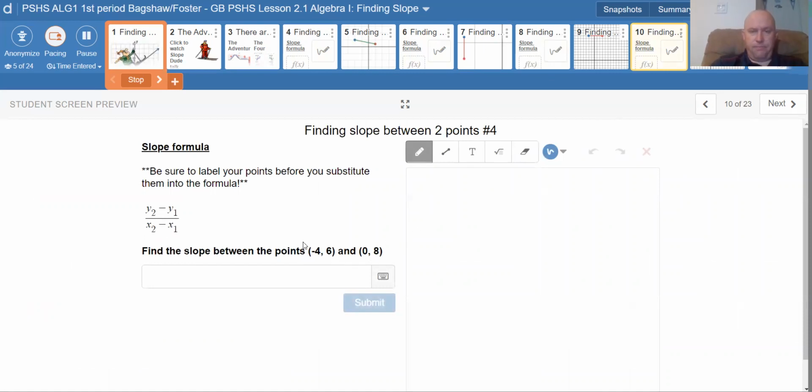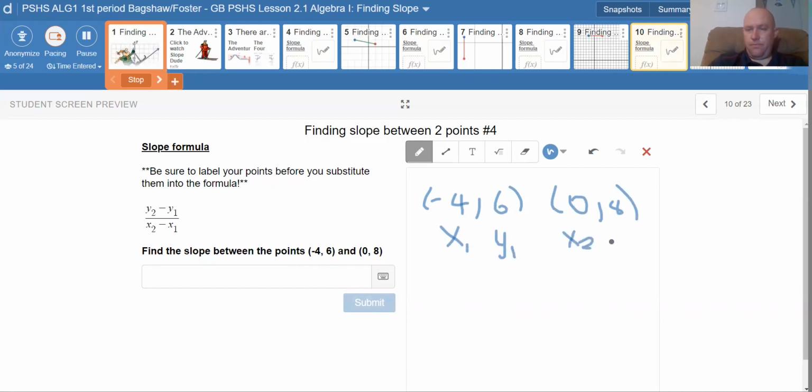Let's try this one here. Notice this time the x values and the y values are different. So this is not going to be one of those special ones. This will actually give us some sort of answer. So -4, 6, 0, 8. So I'm just following that same procedure each time. I'm typing in x1 and y1, and I'm typing in x2 and y2. So y2 minus y1, so 8 minus 6.